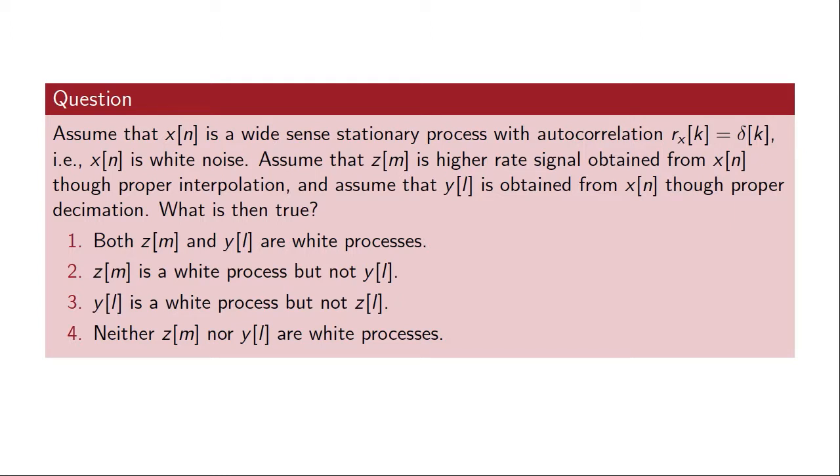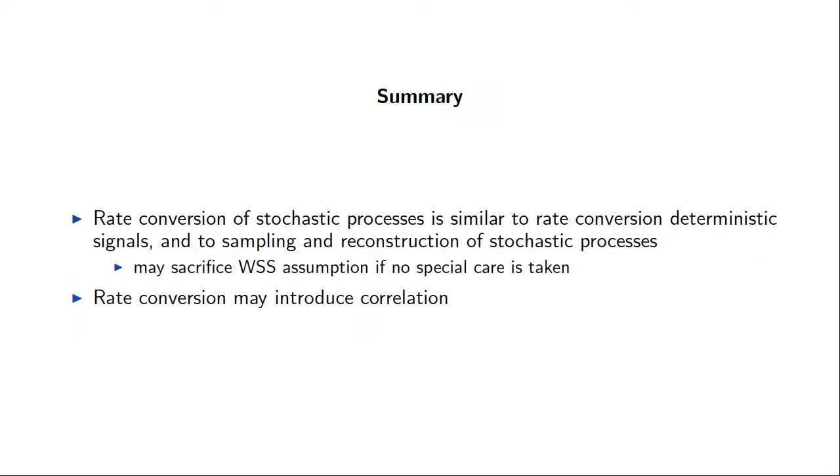So to summarize, rate conversion of stochastic processes is very similar to the rate conversion of deterministic processes, and we can use the tools that we learned in the deterministic case to a large extent in order to study systems from a stochastic process point of view. However, one has to be a little bit careful with the wide sense stationarity assumption, especially when one does upsampling. Generally, in order to maintain wide sense stationarity, we need to introduce some random delays to re-randomize the stochastic process. And one should also note that rate conversion may introduce correlations where there are no correlations in the original input signal. And this is what we saw in the question.